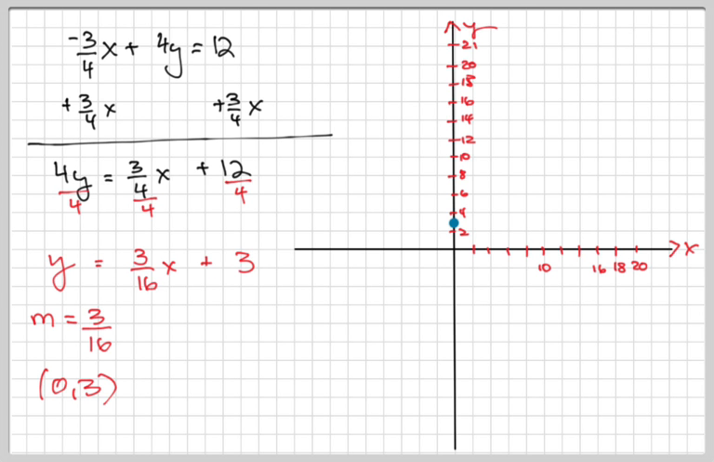Okay, so from this 3, I have to rise up 3 units. I'm rising up 3 units, I end up at 6, 1, 2, 3, and then I'm running 16 units over, and I end up right here. So this would be my second point.